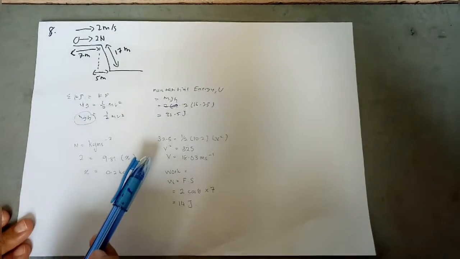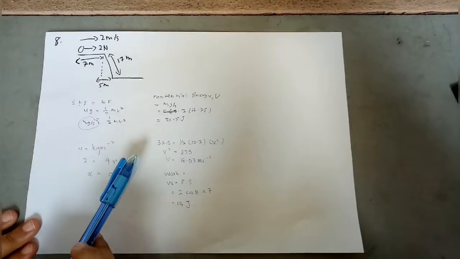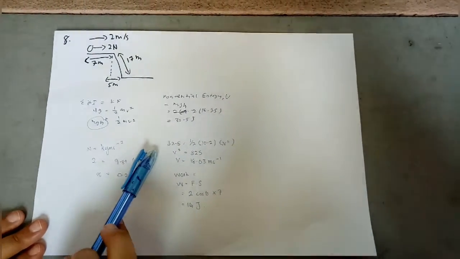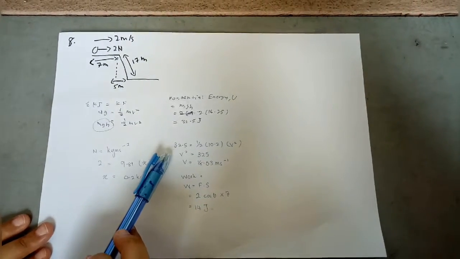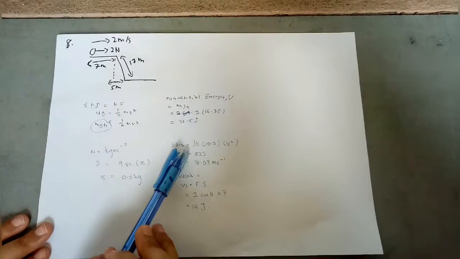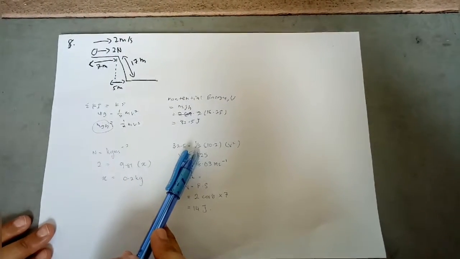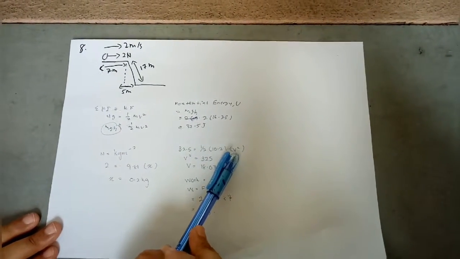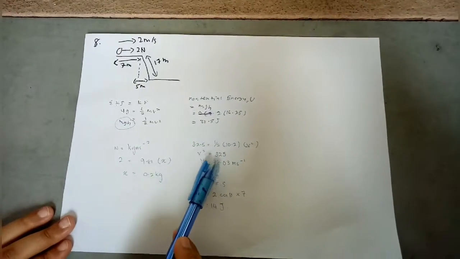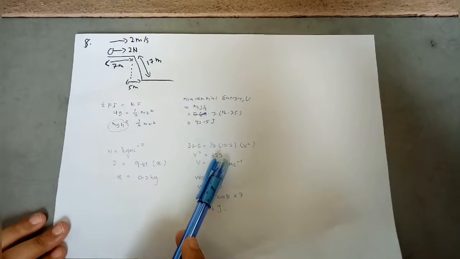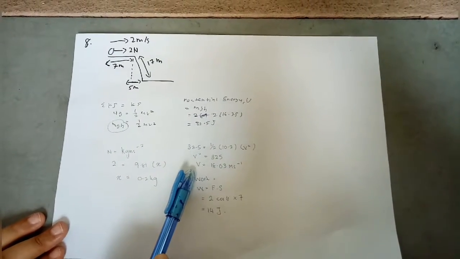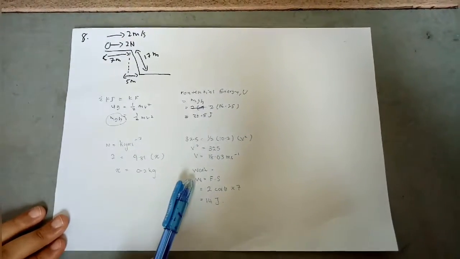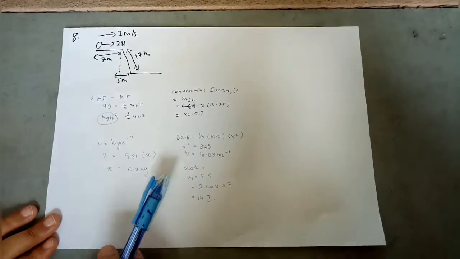Okay, then we need to find velocity. So 32.5 is potential energy, equal to 1/2 times 10.2 times v squared. So v squared is 325 and the velocity is 18.03 m/s. Lastly, we need to find work.